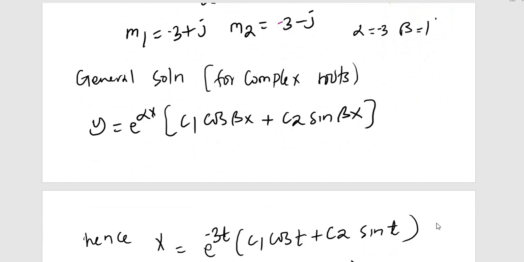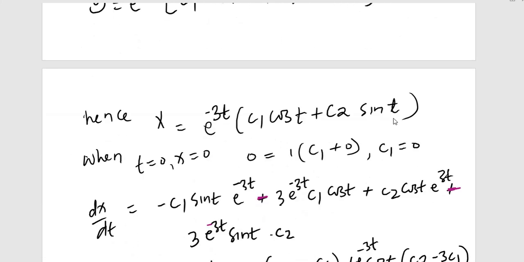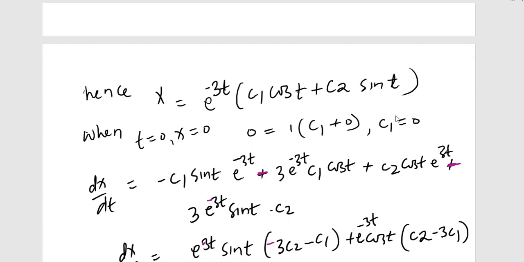So the general solution, if we have complex roots, becomes y is equal to e to the alpha x into (c1 cos beta x plus c2 sin beta x). But now, since we have x as the dependent variable, with the time being the independent variable, it means x is equal to e to the negative 3t into (c1 cos t plus c2 sin t), because we have said beta is equal to 1 and alpha is equal to negative 3.